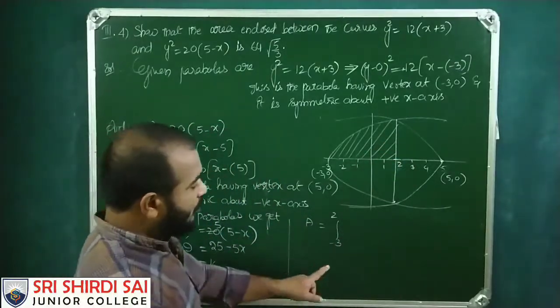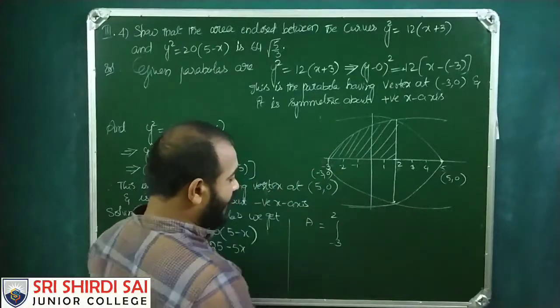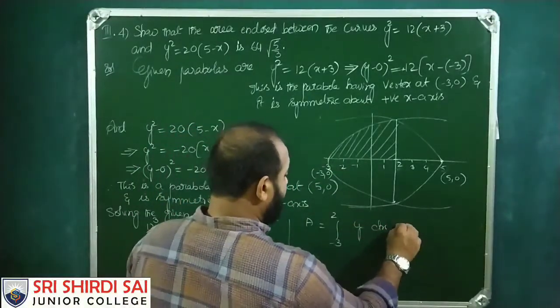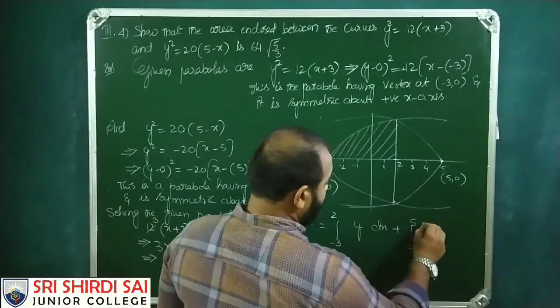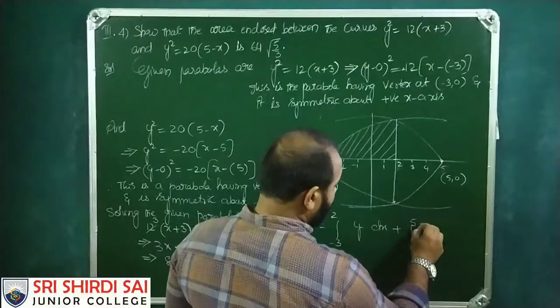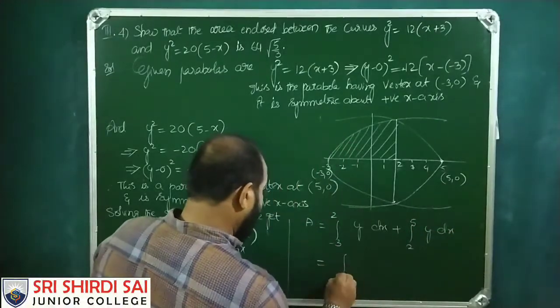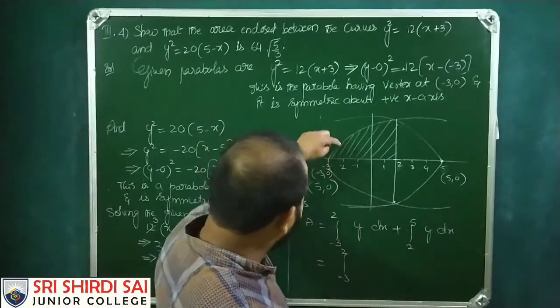So minus 3 to 2, which curve? These are the limits of x. Therefore dx means y dx, plus 2 to 5 are the limits of x. So dx means y dx. Now minus 3 to 2, here which curve is this?